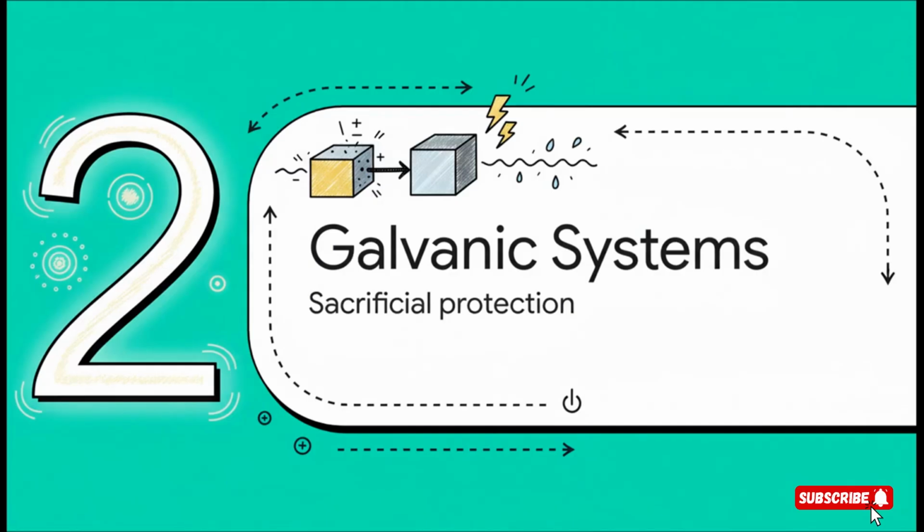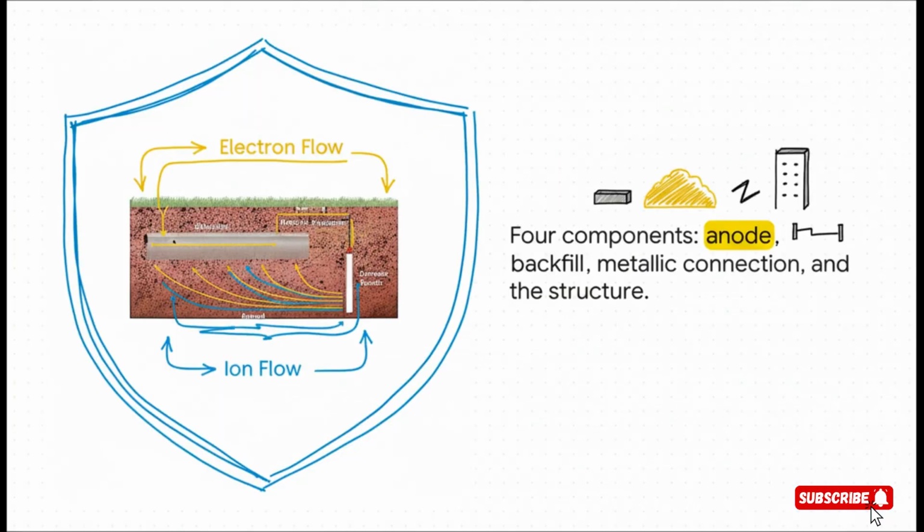Okay, so now that we've got the theory down, let's look at the first way we actually do this in the real world. This is the galvanic system. It's kind of elegant in its simplicity because it uses the natural properties of metals to provide protection without any outside power at all. Now, take a look at this diagram. It's super important because it shows the whole circuit in action.